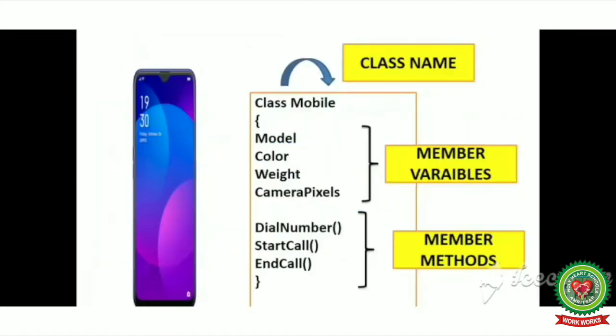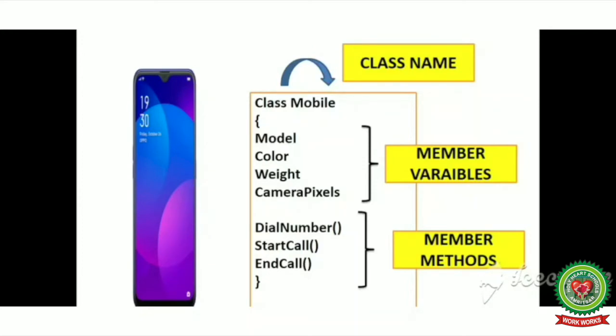Now we will discuss some examples. If we have a mobile class, class Mobile, it has some member variables that are model, color, weight, camera pixels, and some methods that are dial number, start call and end call. Now our class is Mobile. After that we can create multiple objects of the same type as the class.